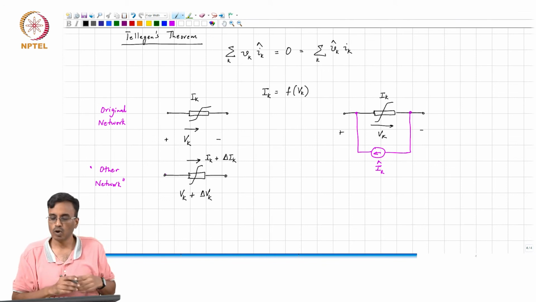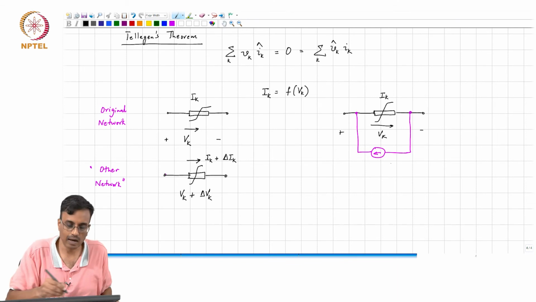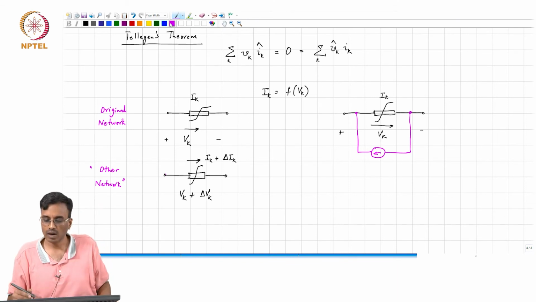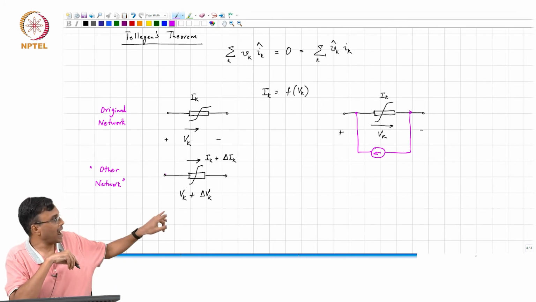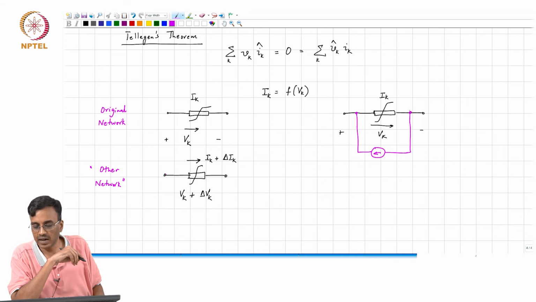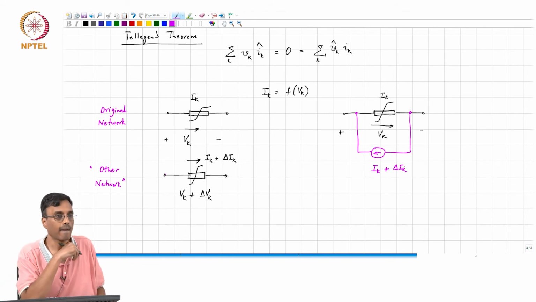Correct? So what I am going to do, those of you who have taken an analog circuits class have seen this before, is in the original network, add a branch current in parallel, which I am going to call Ik plus delta Ik. Correct? Does it make sense, people?